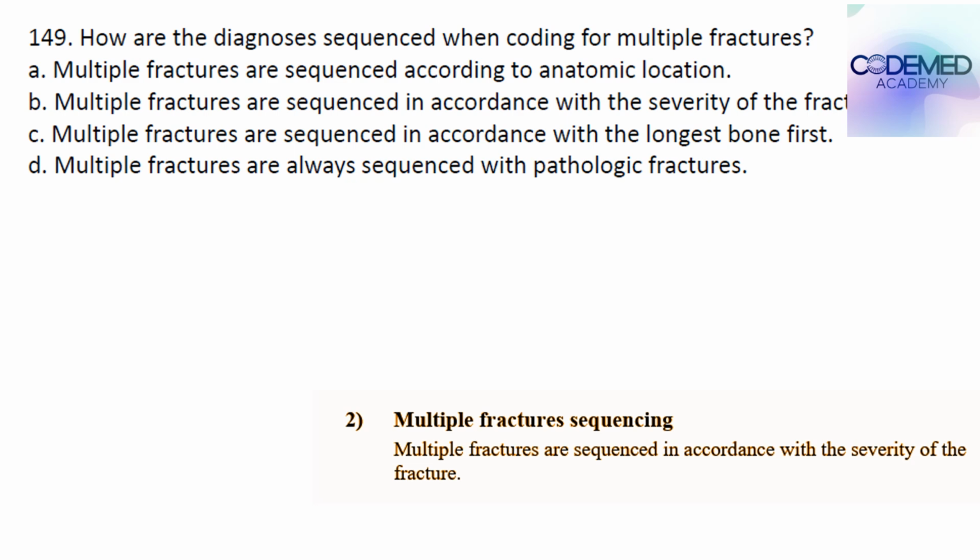Now, this is the medical coding guideline for the ICD. How is the diagnosis sequenced when coding for multiple fractures? The guideline is that whenever we are coding for multiple fractures, the sequence is in accordance with the severity of the fracture. It is not the anatomical location, nor the longest bone, but the severity. Taking that into consideration, you will see that answer B is correct.